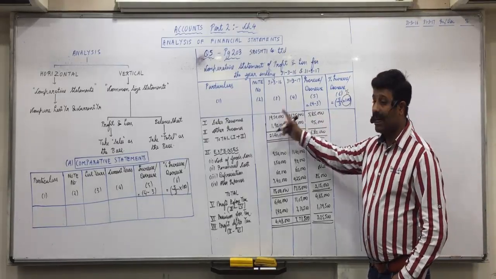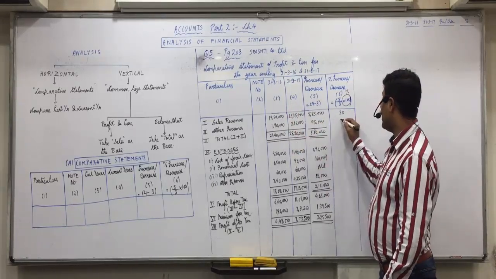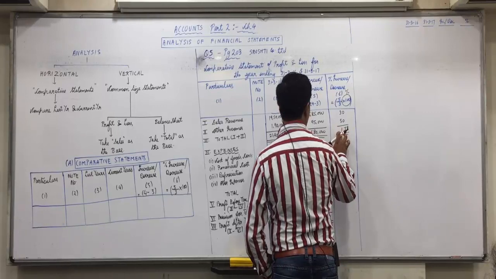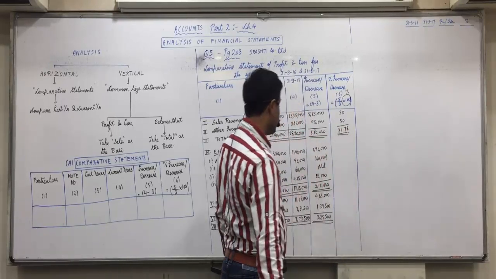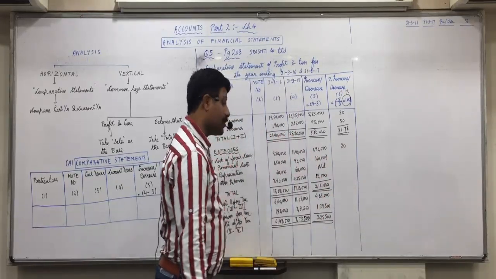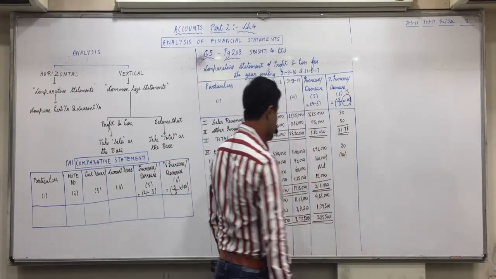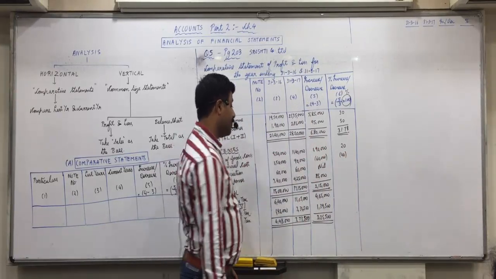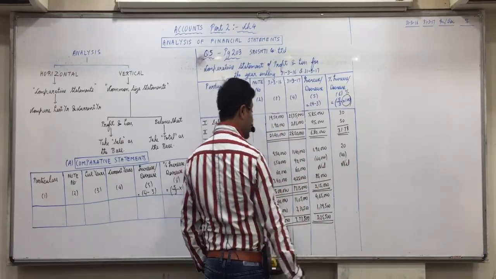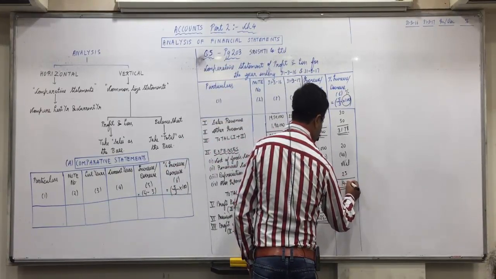5 lakh 85,000 upon 19 lakh 50,000 into 100 is 30%. 95,000 upon 1 lakh 90,000 into 100 is 50%. 6 lakh 80,000 divided by 21 lakh 40,000 into 100, 31.78%. 1 lakh 90,000 upon 9 lakh 50,000 into 100, 20%. Minus 60 divided by 1 lakh 50,000 into 100, minus 40%. Nil, no change. 85,000 upon 3 lakh 40,000 into 100, 25%. 2 lakh 15,000 upon 15 lakhs into 100, 14.33.